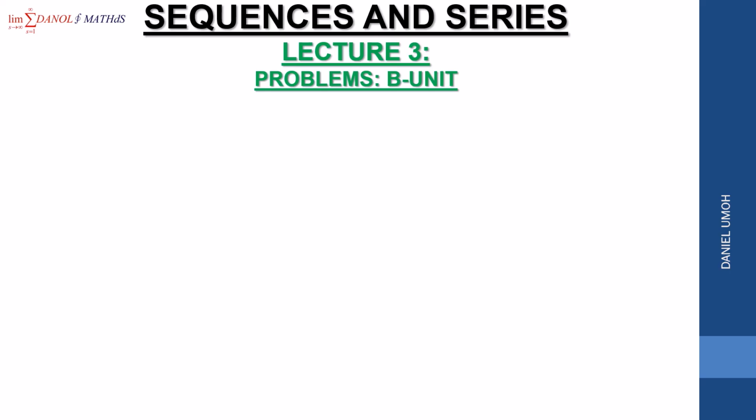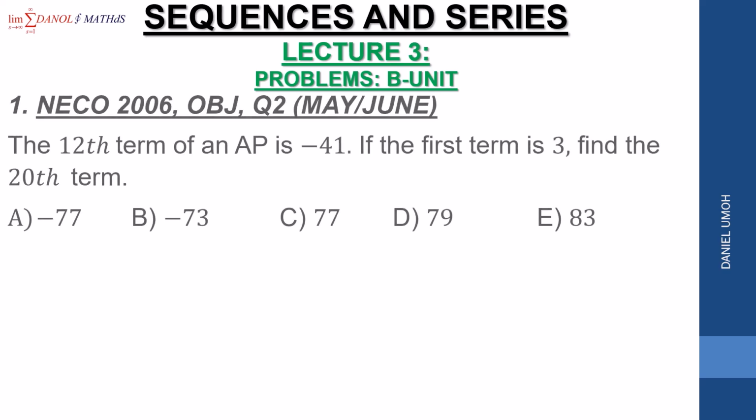Hello, welcome to class. Today we are going to be looking at further problems involving arithmetic progressions, AP. The first question here is from NECO 2006, objective question 2. The question says, the 12th term of an AP is minus 41. If the first term is 3, find the 20th term.